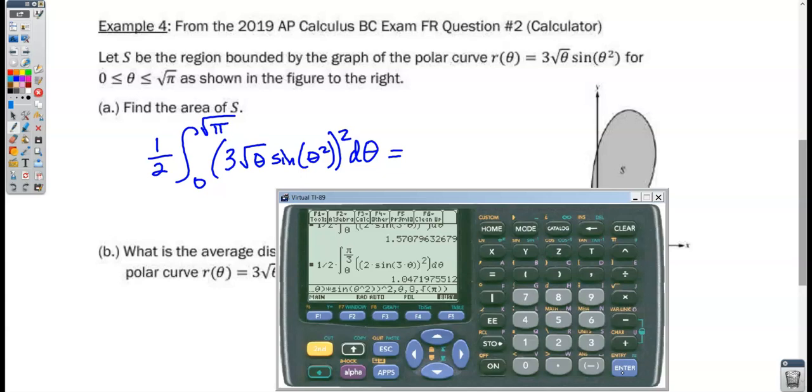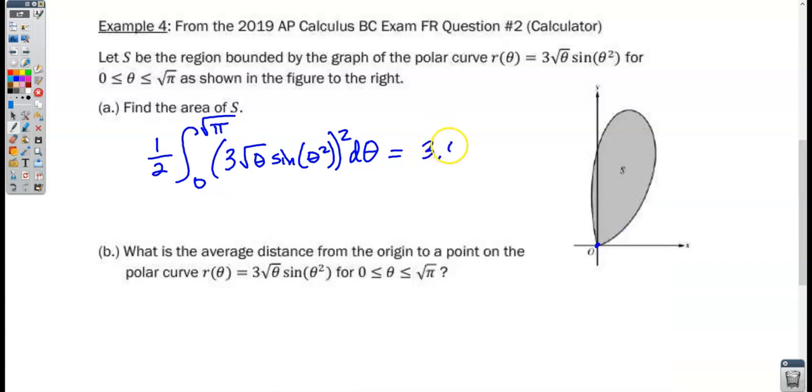That's one of the hardest things about doing these problems for me: the waiting for my calculator. So we end up with 3.534 as the area of the region S. Now part B has nothing to do with area. It says, what is the average distance from the origin to a point on the polar curve for 0 to square root of pi?